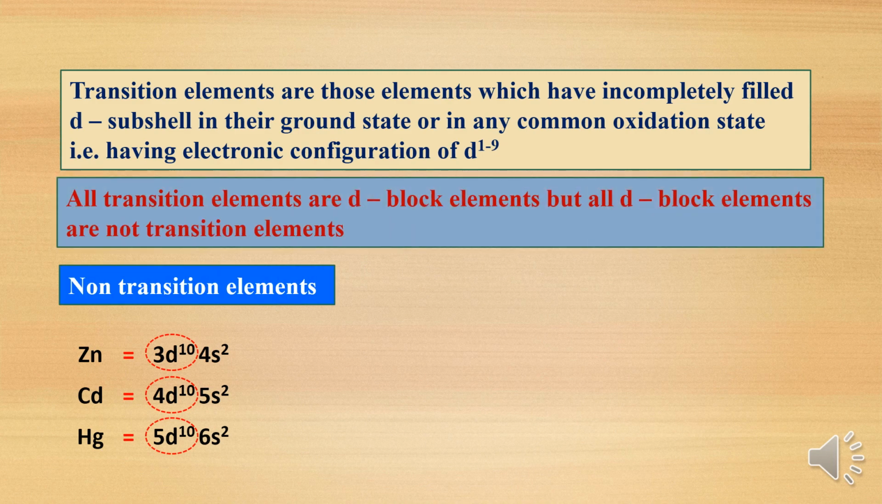So all transition elements are d block elements, but all d block elements are not transition elements. Whichever transition element is present, it is in the d block. But all the d block elements are not transition elements. For example, zinc, cadmium, mercury are completely filled. These are also d block elements, but these are non-transition elements. That's why all transition elements are d block elements, but all d block elements are not transition elements.